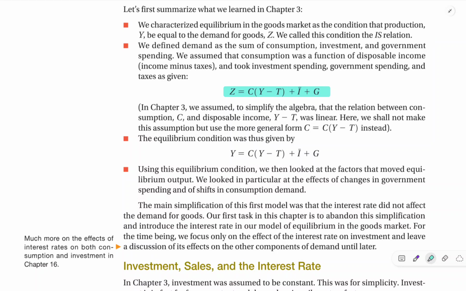We looked in particular at the effects of changes in government spending and of shifts in consumption demand. The main simplification of this first model was that the interest rate did not affect the demand for goods. Our first task in this chapter is to abandon this simplification and introduce the interest rate in our model of equilibrium in the goods market. For the time being, we focus only on the effect of the interest rate on investment and leave a discussion of its effects on the other components of demand until later.